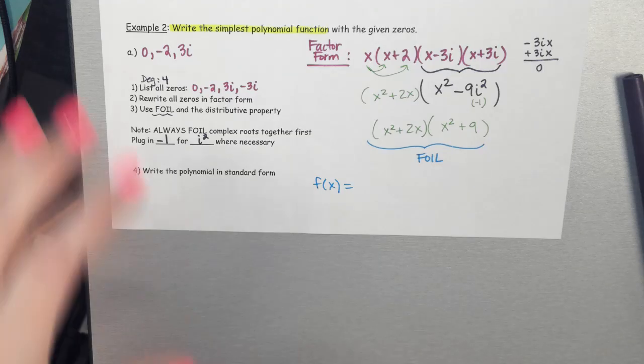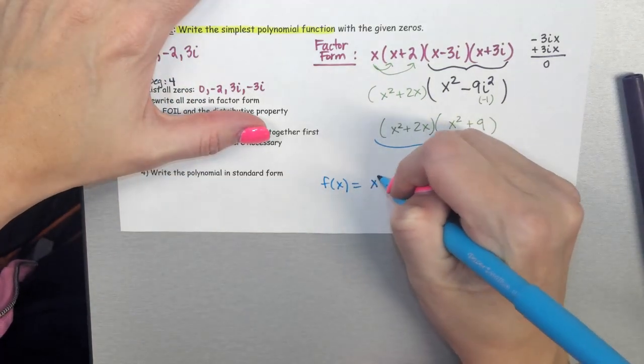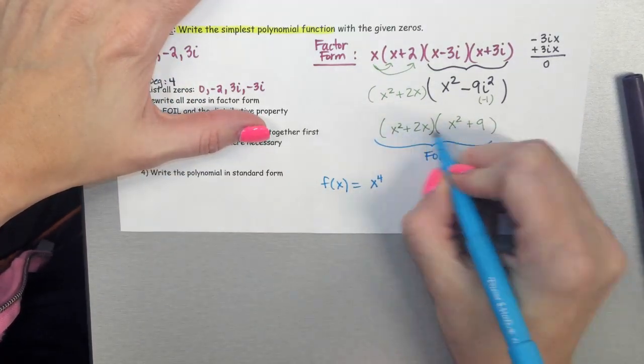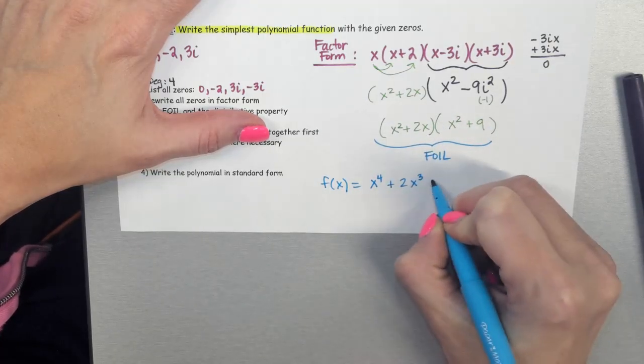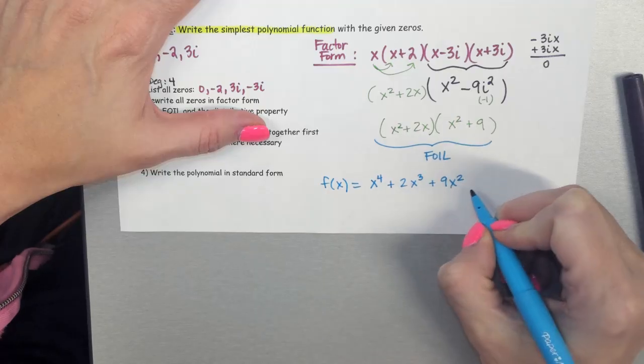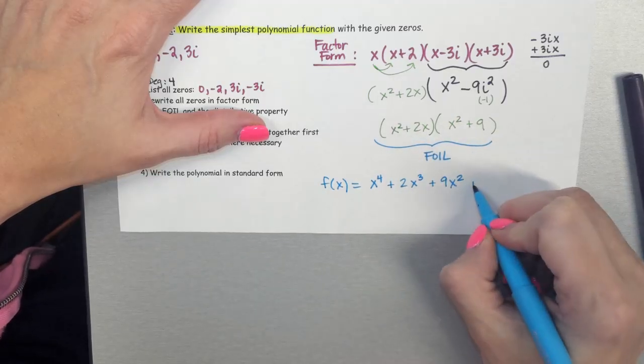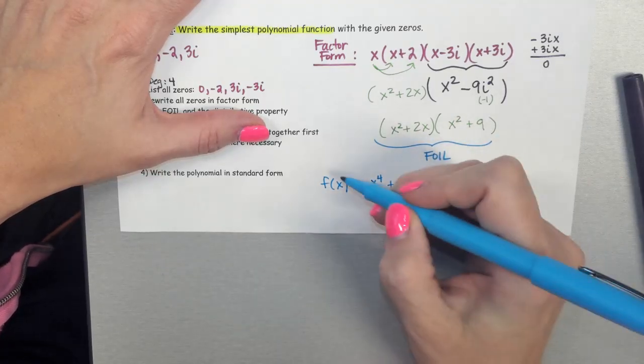All right, so then we should have x to the fourth, and then x squared times x squared is x to the fourth. Inside we have 2x cubed. Outside we have 9x squared. And then 2x times 9 is going to be 18x.